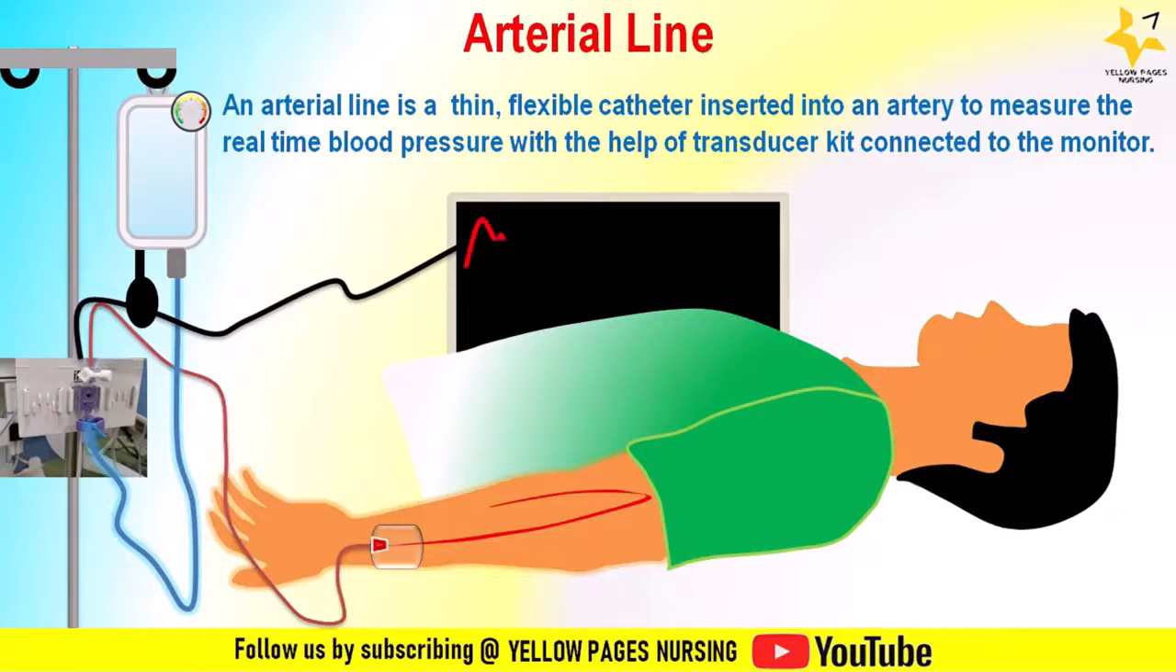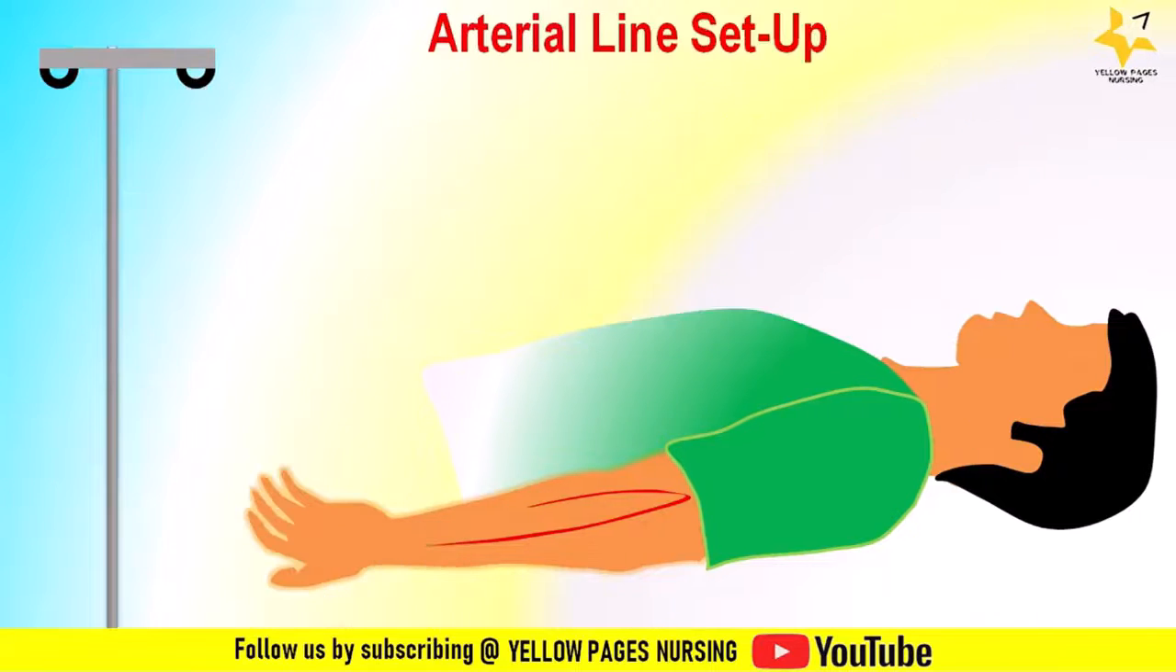In this video, we will be mainly focusing on the square wave test. Before that, let's quickly summarize the setup of an arterial line. So, here is the arterial line setup. The arterial catheter is inserted into a radial artery.